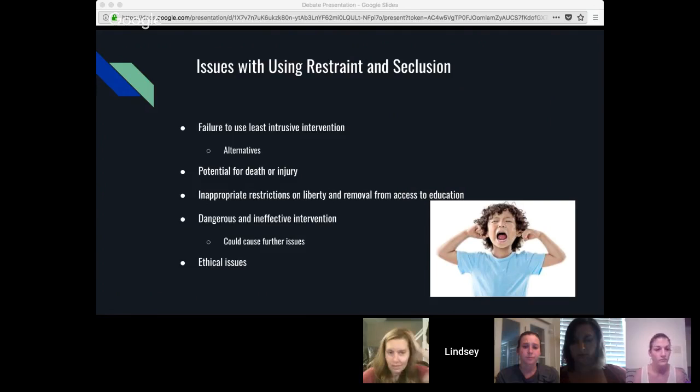So for example, the ABAI, they have their position paper on the use of restraint and only used when necessary or applicable. Of course, all their state and provincial affiliated organizations follow that same approach.